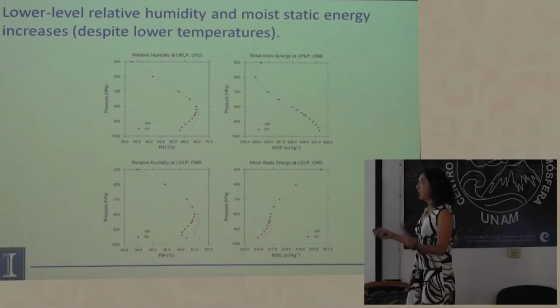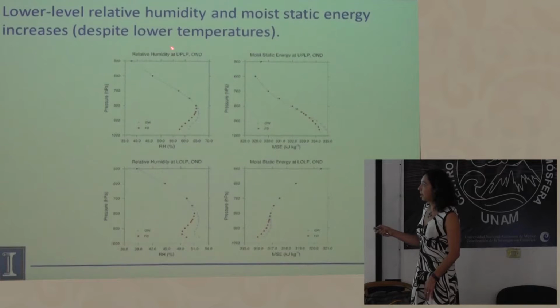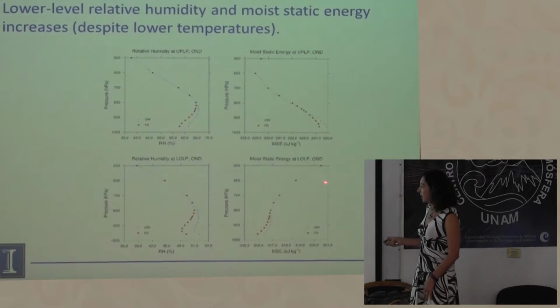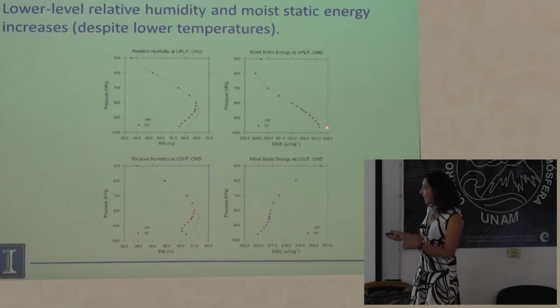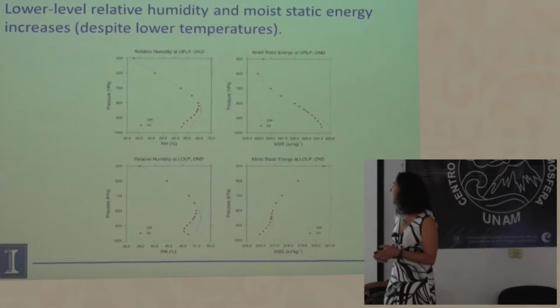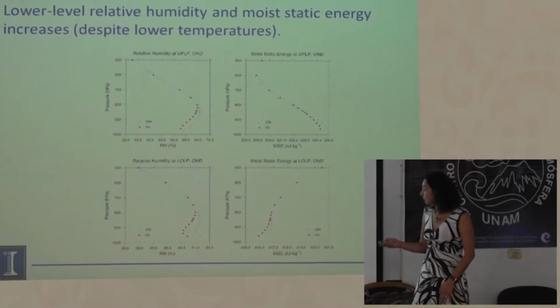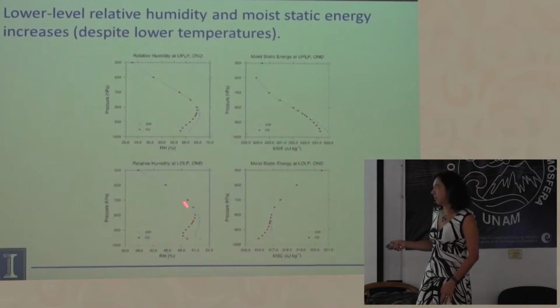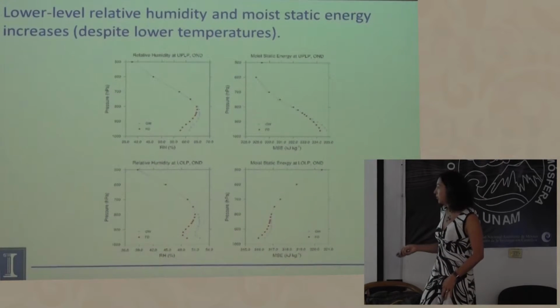And this is essentially showing the same thing. This is over the upper La Plata basin and the lower La Plata basin, where you have lower level increases in relative humidity and in moist static energy. So you're decreasing the temperature, but you're still increasing the moist static energy at lower levels, and at upper levels there's almost no change.